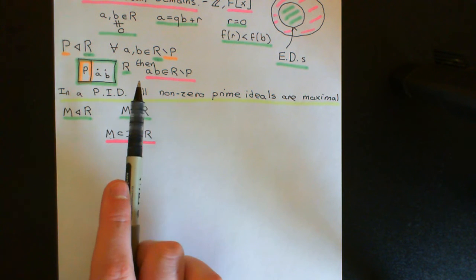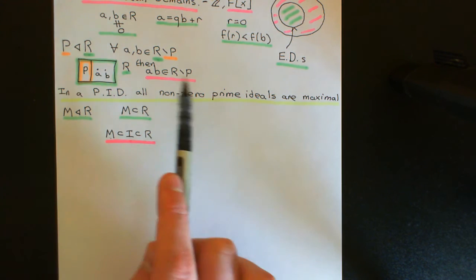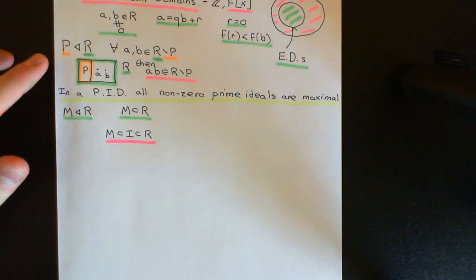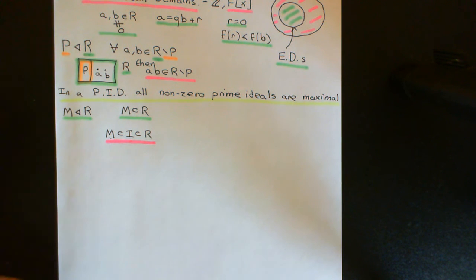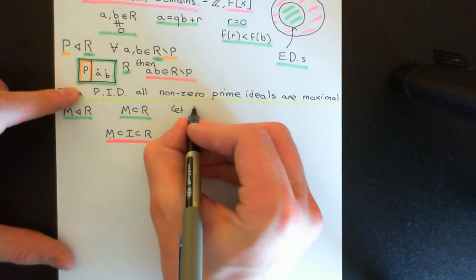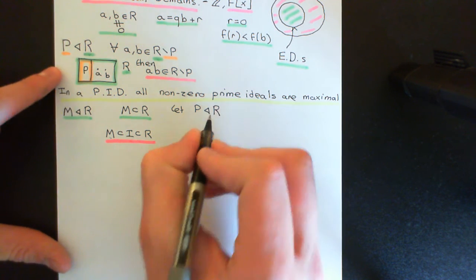What we now want to show is that all non-zero prime ideals, so this isn't the zero ideal, are maximal. We want to show that this is true in a principal ideal domain. It's obviously not true in an arbitrary commutative ring, but in a principal ideal domain it is going to be true. So how are we going to show this? We're going to take an arbitrary prime ideal, and we want to show that it's a maximal ideal. So let's call our principal ideal domain R again. Let P be a prime ideal of our principal ideal domain R.